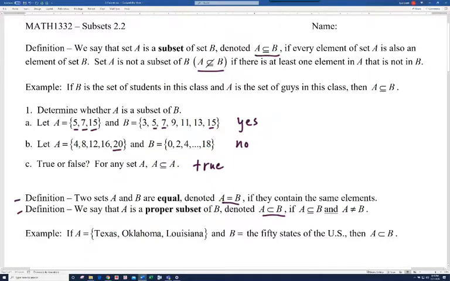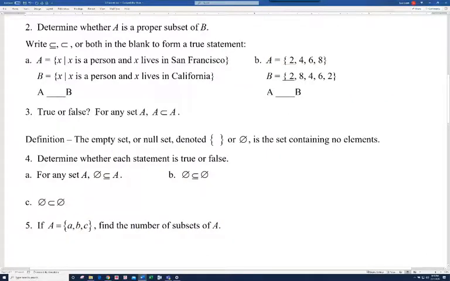All right, so let's move on to the next slide. On number 2, it says determine whether A is a proper subset of B. And in fact, we're either going to write proper subset, subset, or both in the blank to form a true statement.